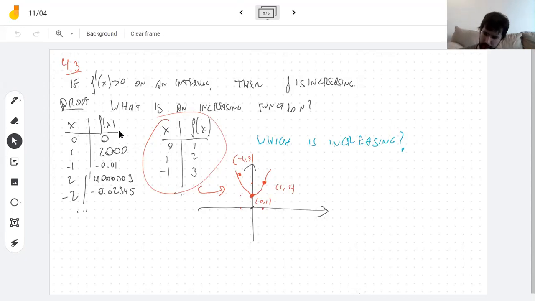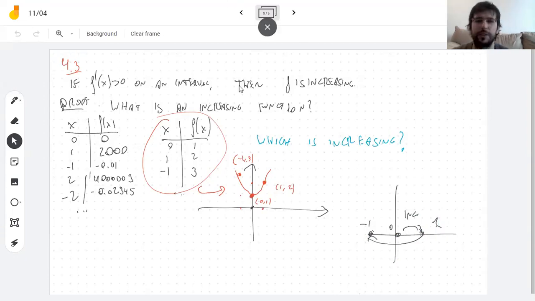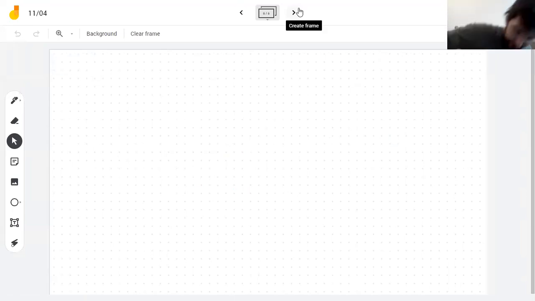Increasing, so you're saying it's increasing from 0 to 1. And then here it's increasing. And then it's decreasing when I go from 1 to -1, but if I go from 1 to -1, I'm going from 1 to 0. Okay, I'm gonna rephrase this question in a way that you will care.